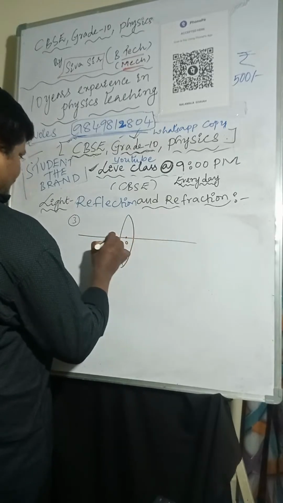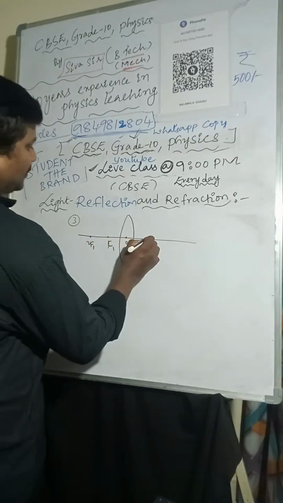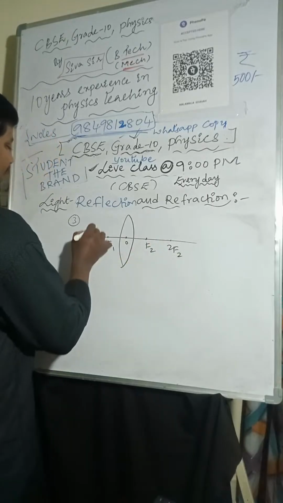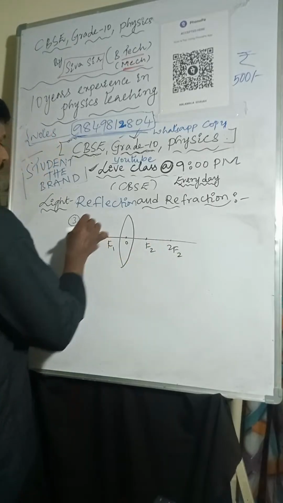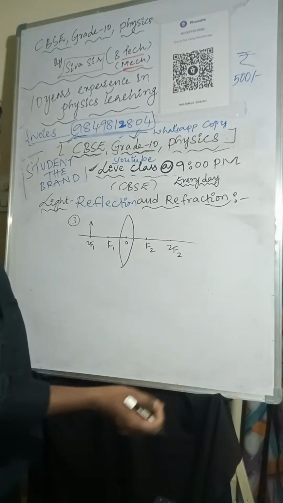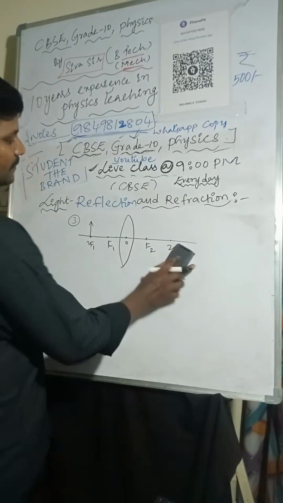Optic center, F1, 2F1, F2, 2F2. So if the object is placed at 2F1, the image will form at 2F2. So here only one image will form.